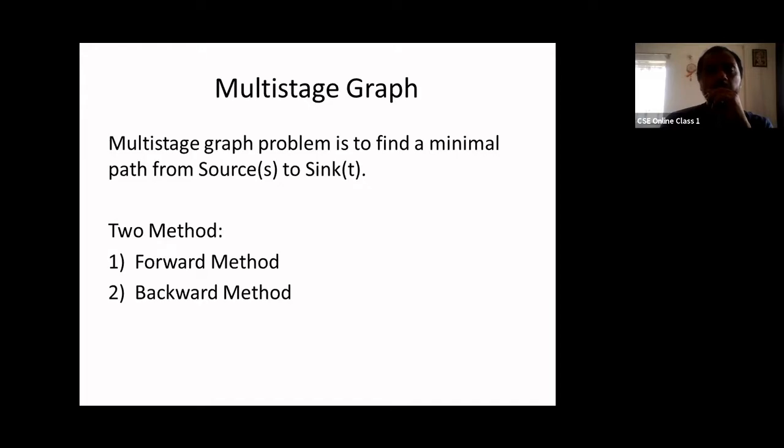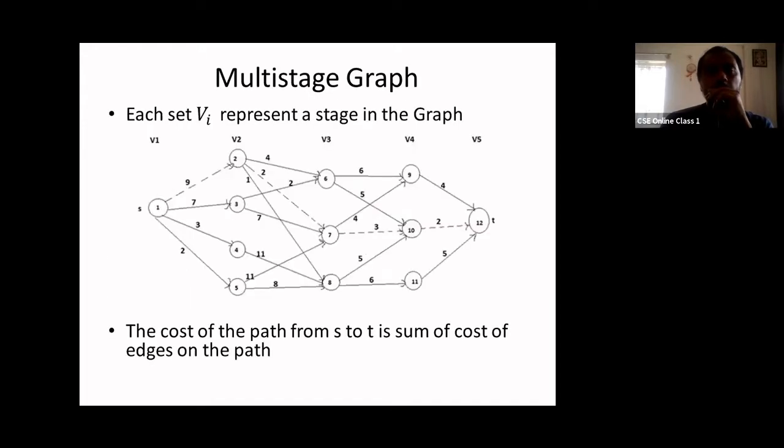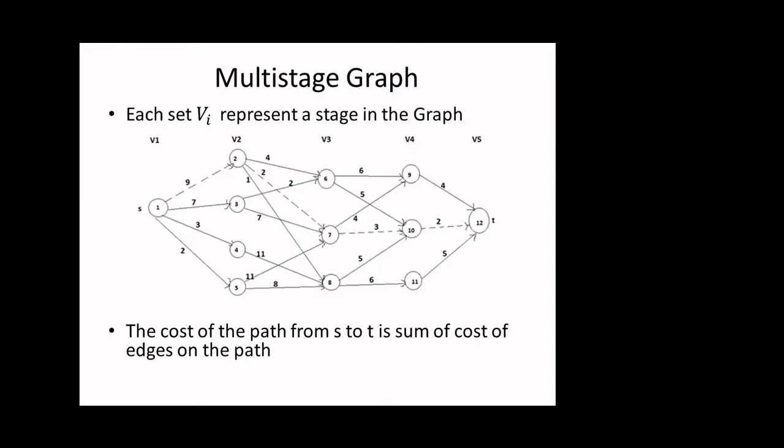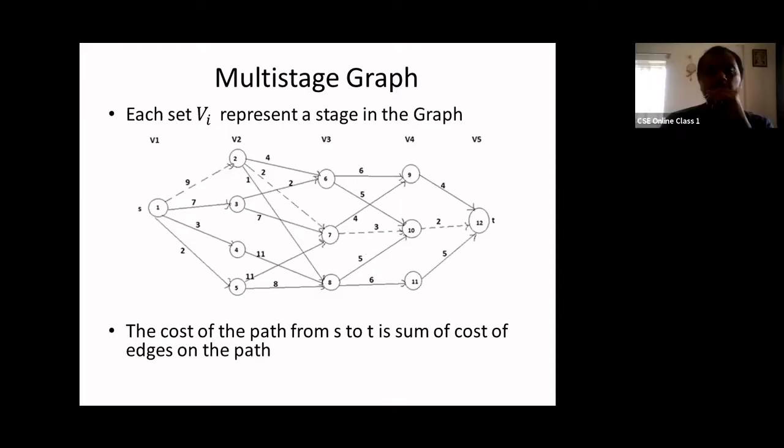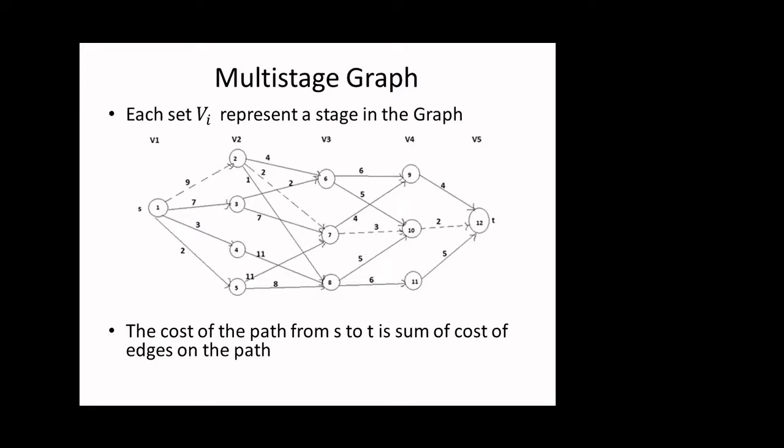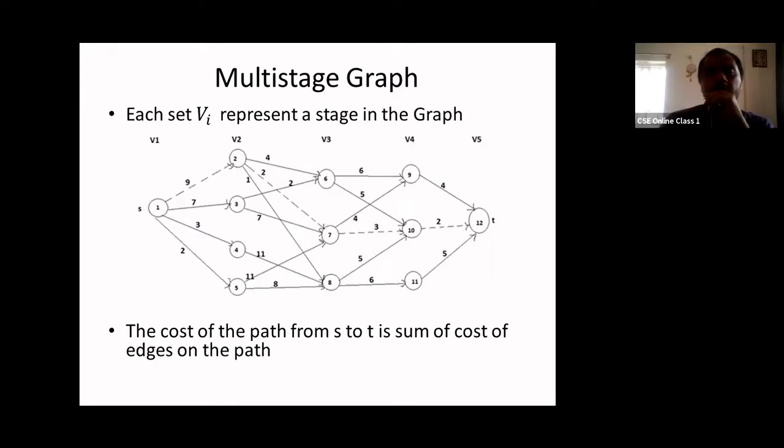Just a clarification. Did you understand what is multi-stage graph? All of you? What is the dotted line indicating, sir? Don't worry about that. You consider that as a straight line. Okay. Is there any other doubts?